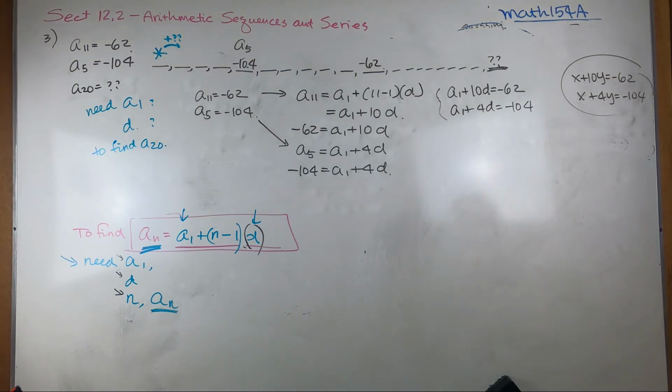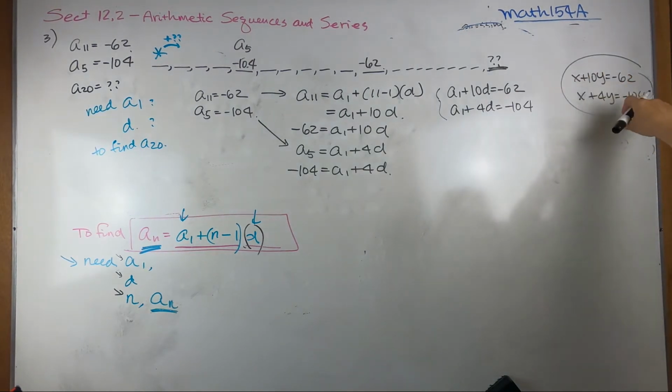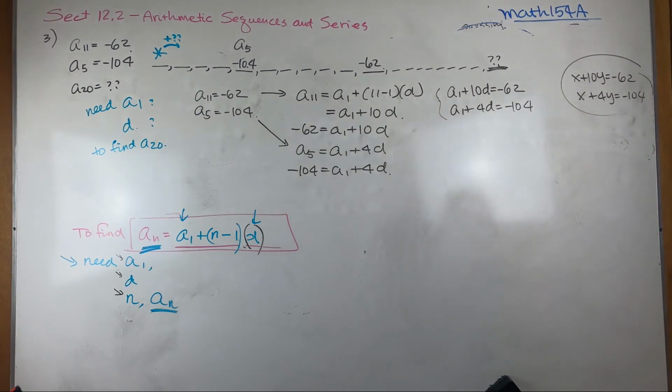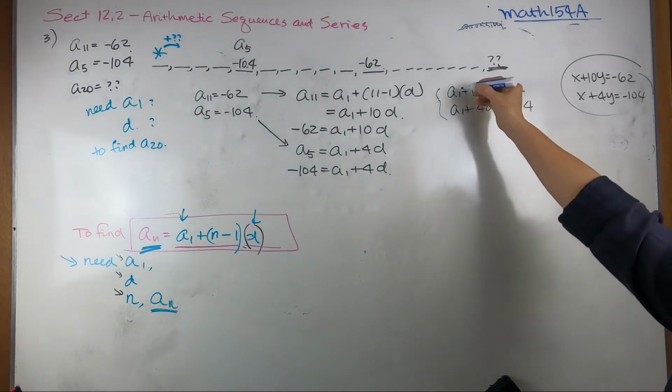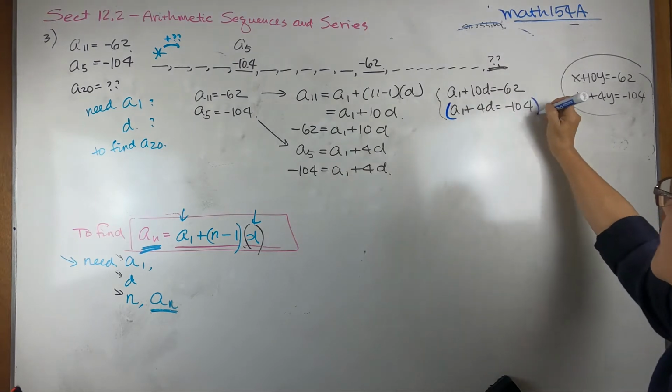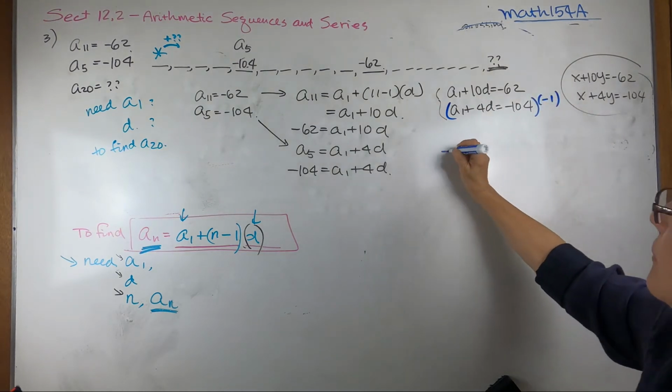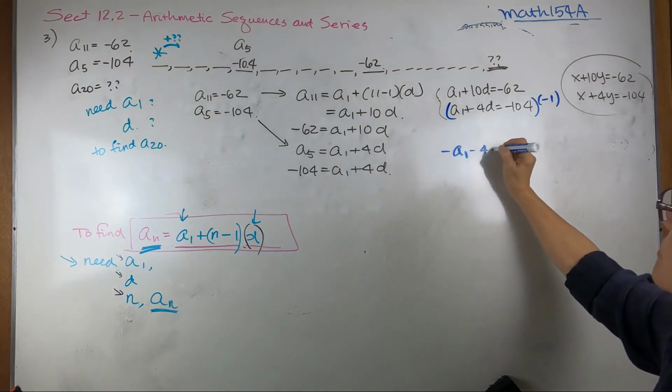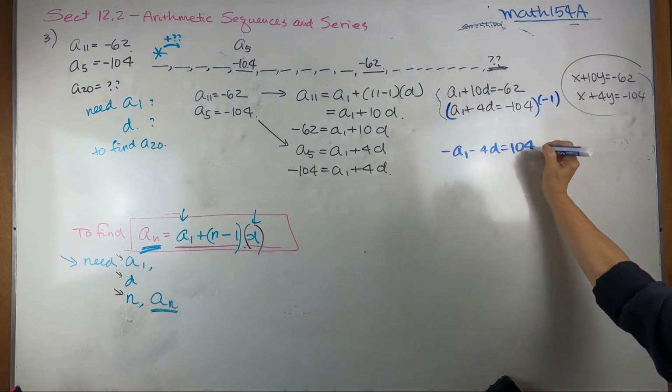Okay. Then how do we solve the system of linear equations for this one? We can use either the addition method or the substitution method, right? Okay, so let's get rid of A1. We multiply this by negative 1. Can we do that, right? A1 minus 4D equals 104.